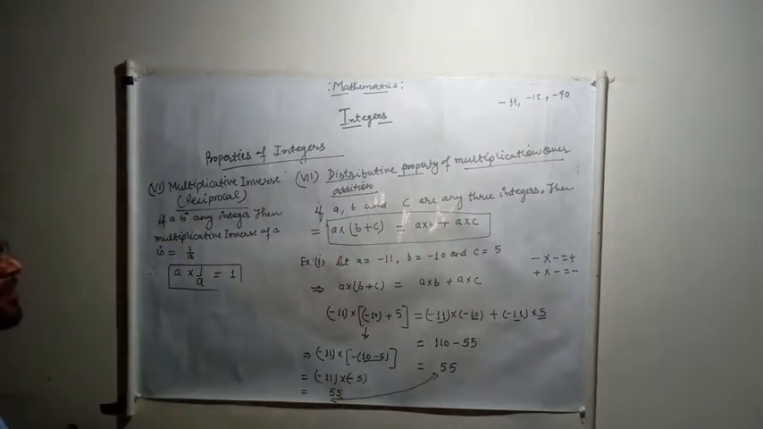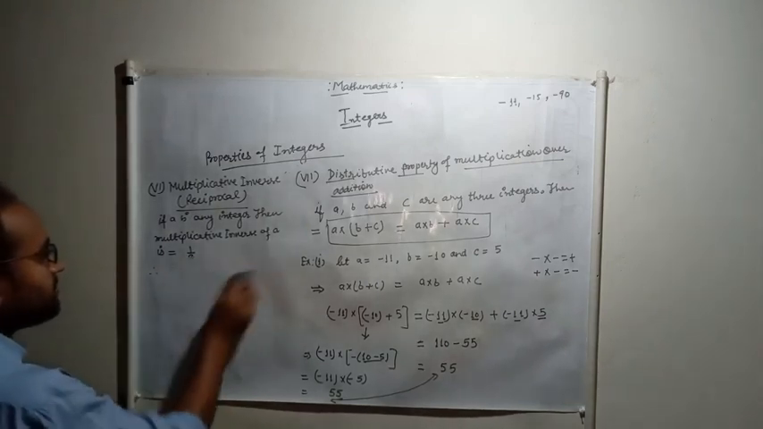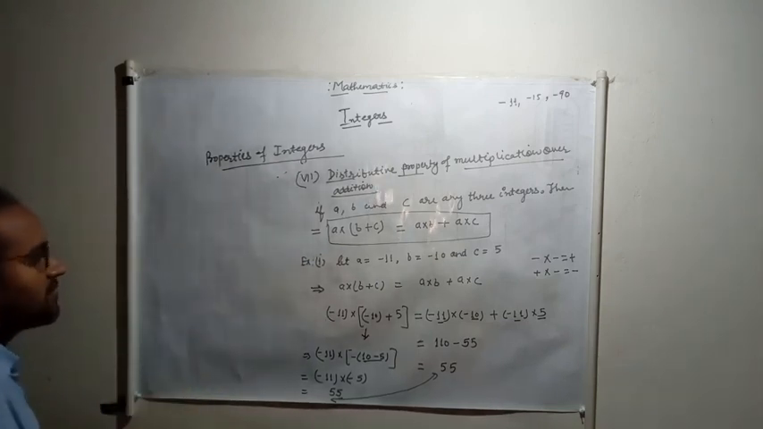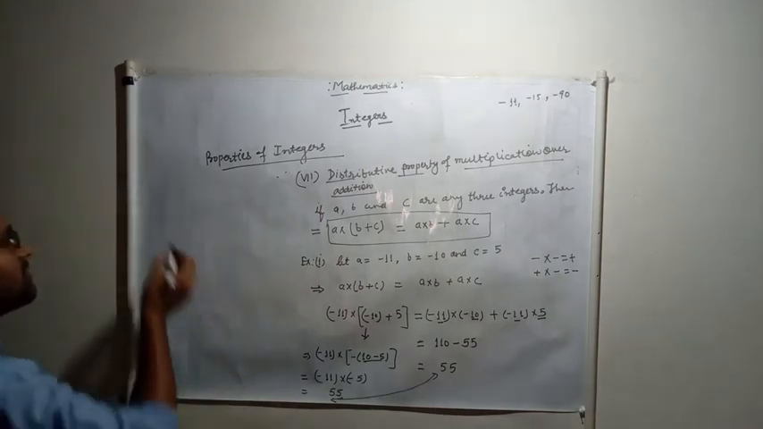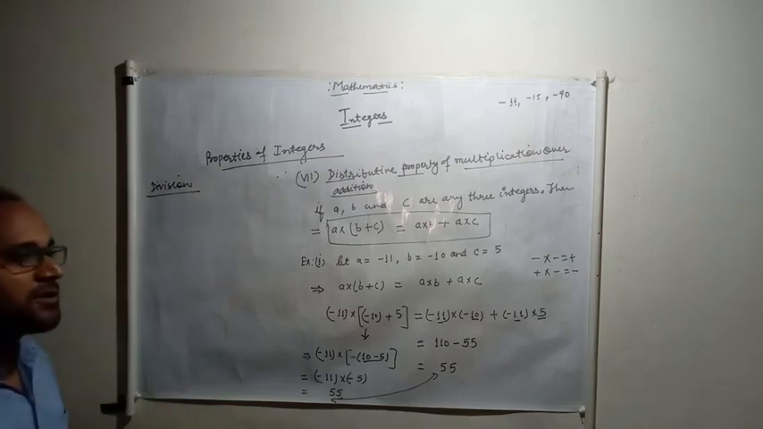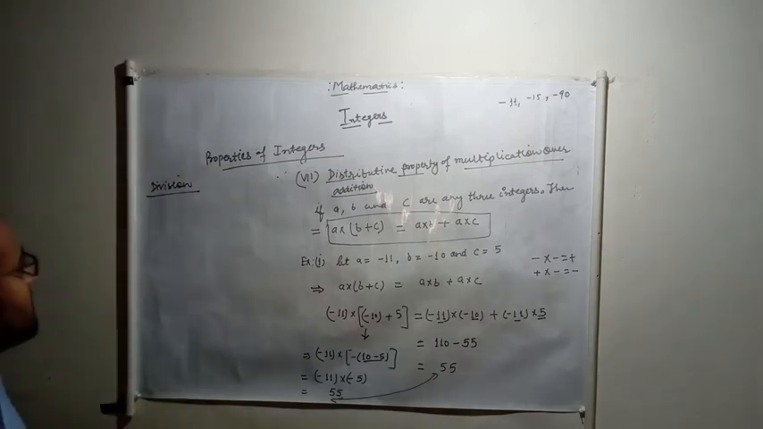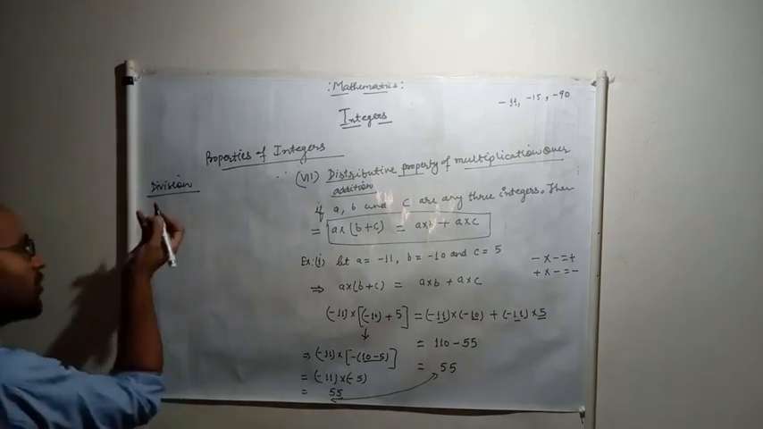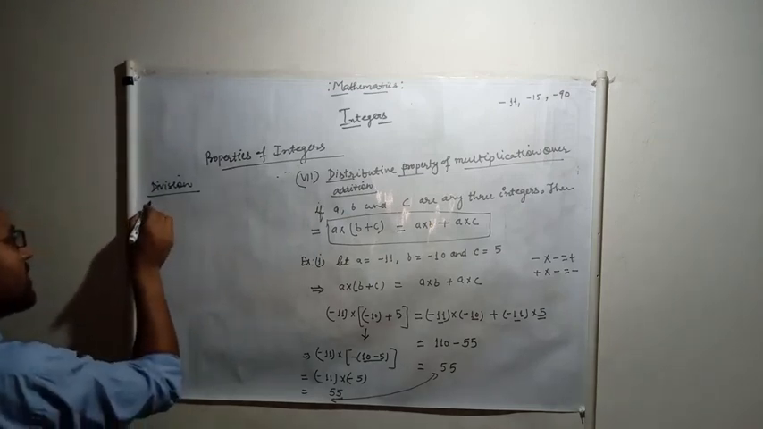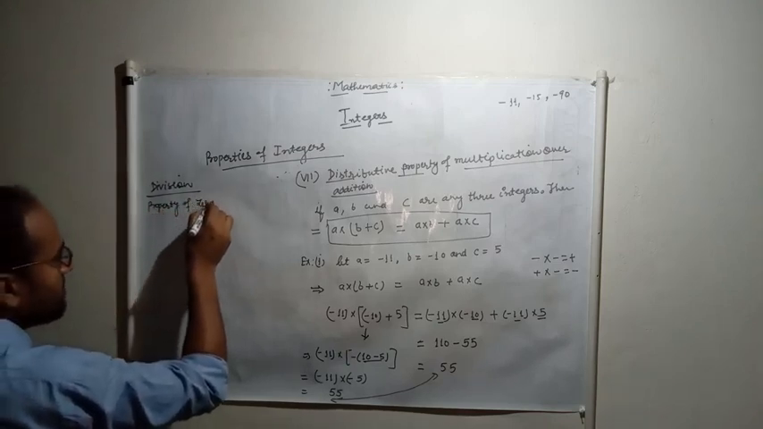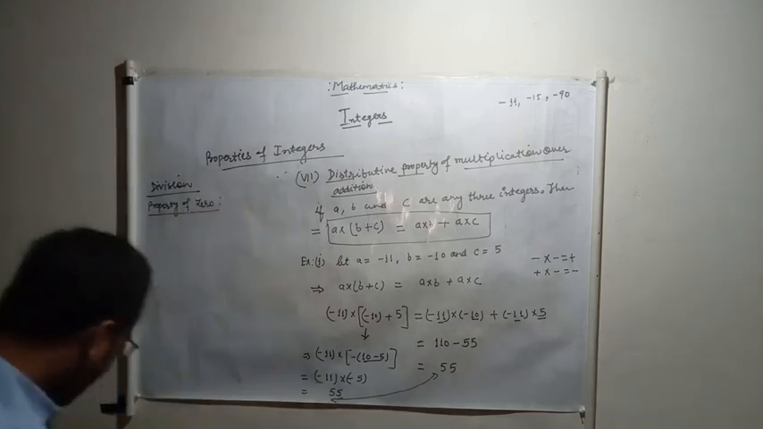Okay students, the next property is related to division. Students, for division, all those 3 properties which we studied in the previous video, closure, commutative and associative, will not hold in the case of division. Some special cases are there, which are important points. Property of 0.